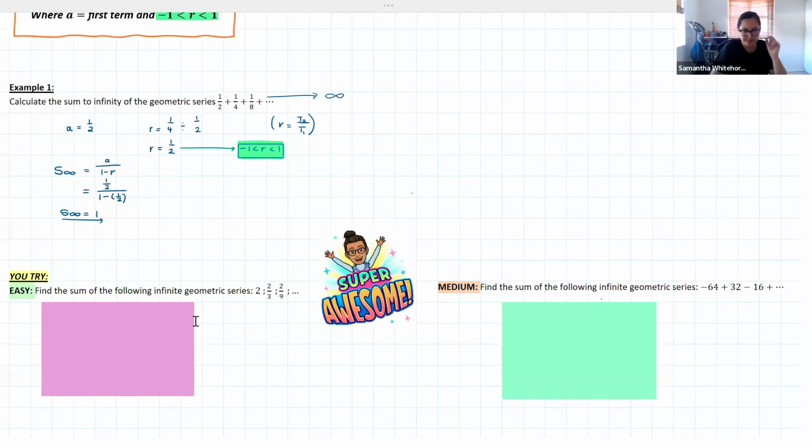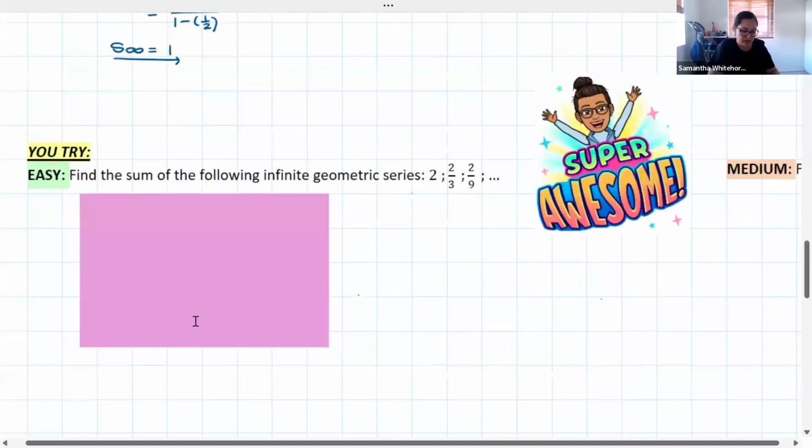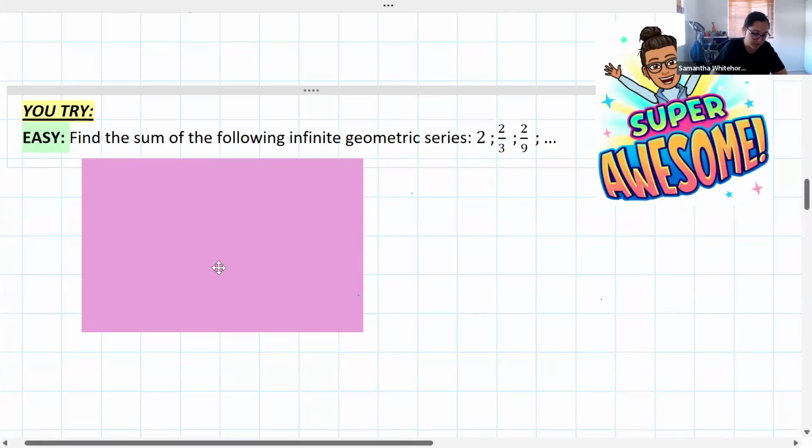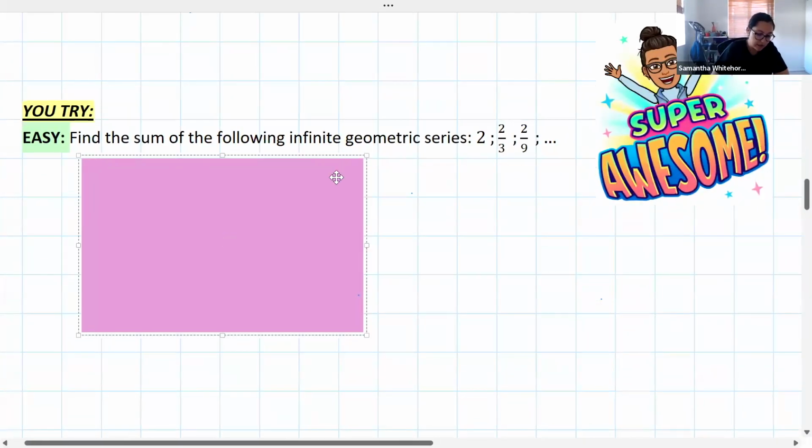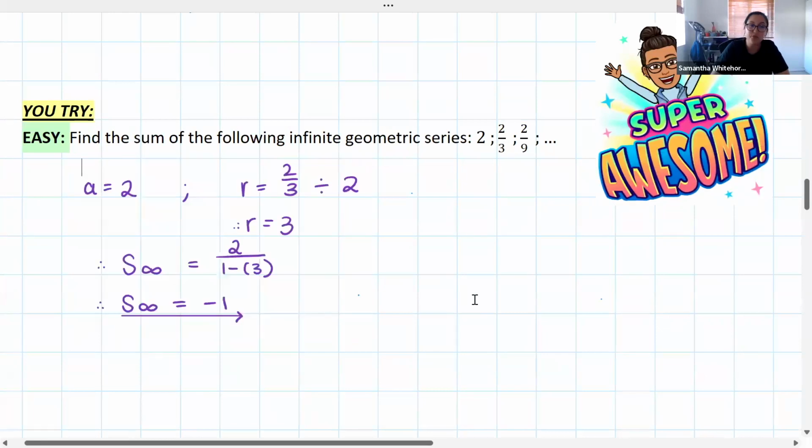So I'm seeing some nice answers, which is great. Just double check as we go along, obviously. If we have a look at the slightly easier one, remember, first work out what R is to double check that it does converge. Sometimes we do say to you, given the converging geometric series, and then you don't have to stress, you can assume it does converge. But when working out R, as long as it falls in that range, you're good. So in this case, R was 3, which obviously does not fall in that range.